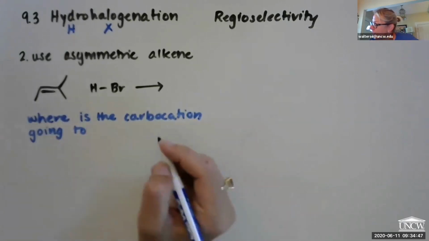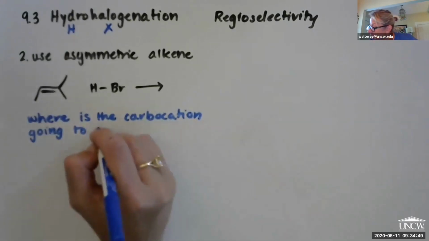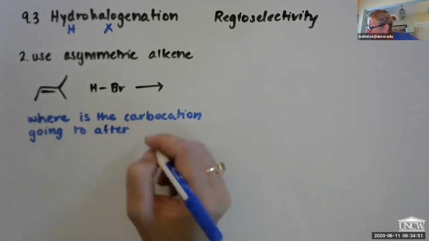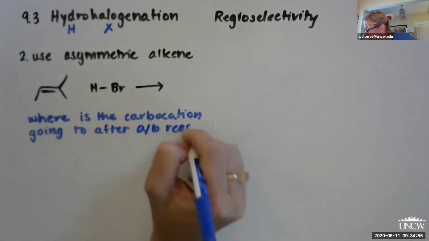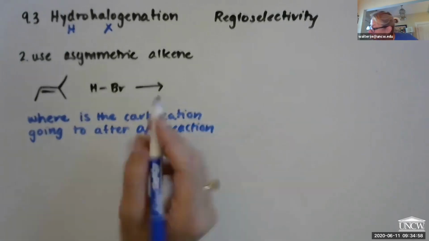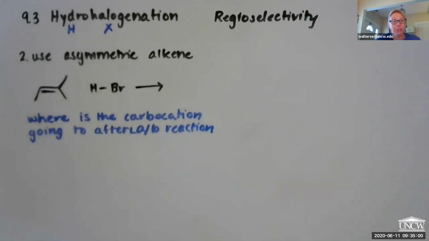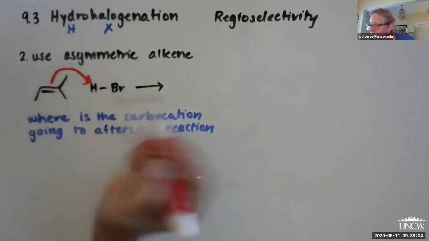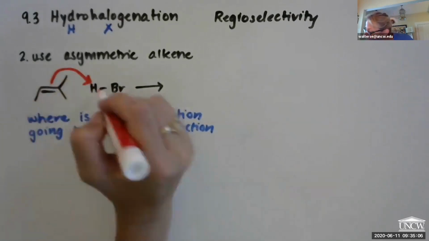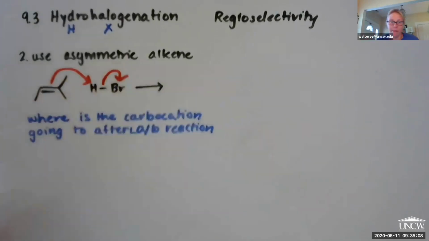Where is the carbocation going to be after the acid-base reaction? Lewis acid and base reaction. Okay, so let's draw the arrow. All right, grabbing a proton, kicking off the bromide.